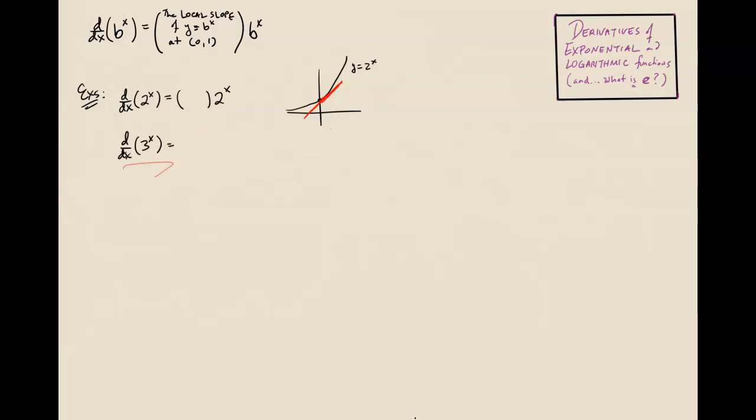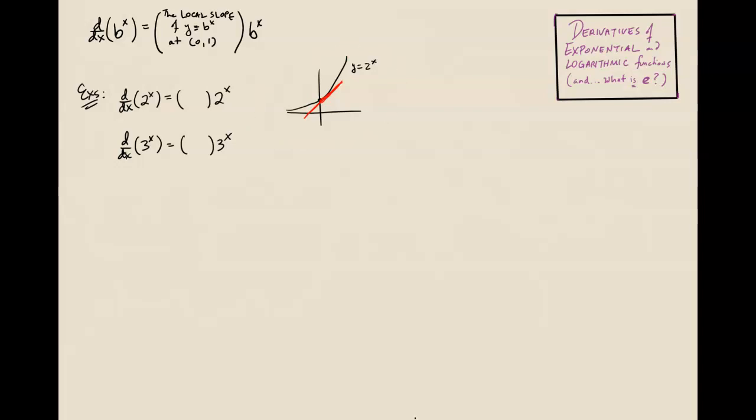And similarly, the derivative of 3 to the x, that exponential function. I don't know exactly what it's going to be, but I know what form it's going to take. It will definitely have the form some constant multiple of 3 to the x, because the derivative of any exponential function is a constant multiple of itself. And as we've said, the specific constant multiple is the local slope of the curve as it passes through the vertical axis.